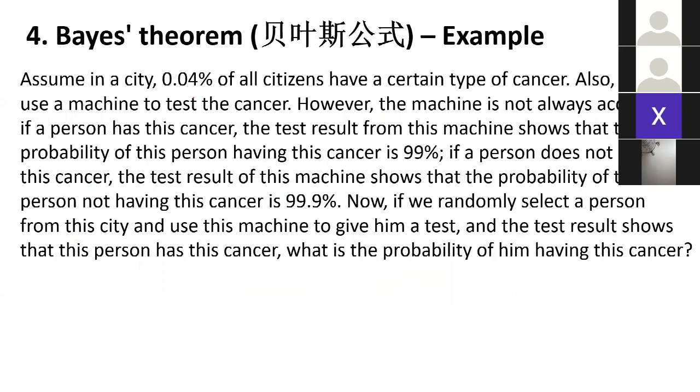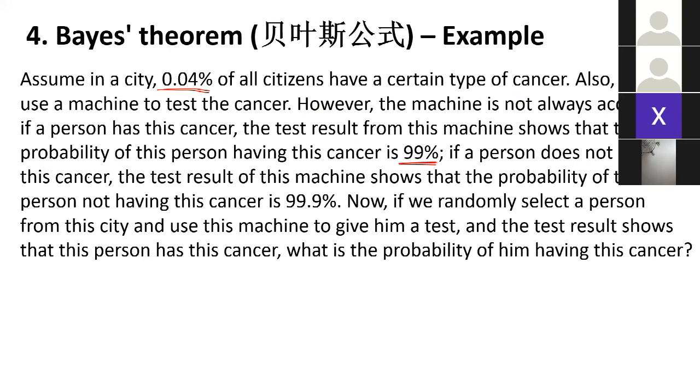Assume in a city 0.04% of all citizens have a certain type of cancer. Also, we can use a machine to test for the cancer. However, the machine is not always correct. If a person has this cancer, the test result from this machine shows that the probability of this person having this cancer is 99%. Okay, pay attention to all the numbers here.